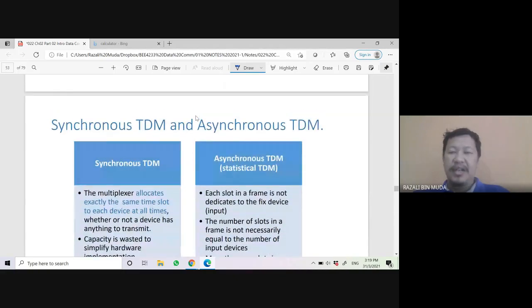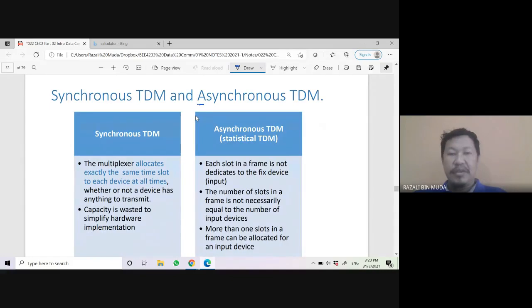Okay. For time division, we have synchronous and asynchronous, or synchronous and not synchronous TDM. So what is the difference between synchronous and asynchronous TDM? In synchronous TDM, the multiplexer allocates exactly the same time slot to each device at all times. Like the one above. So it has its time slot according to the number of devices, whether or not a device has anything to transmit. Capacity is wasted to simplify hardware implementation.